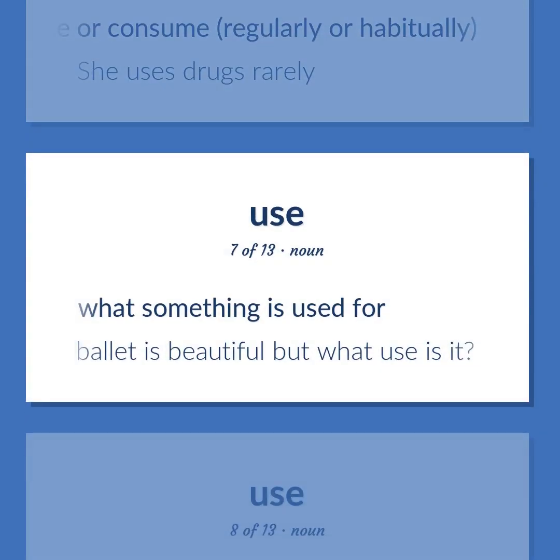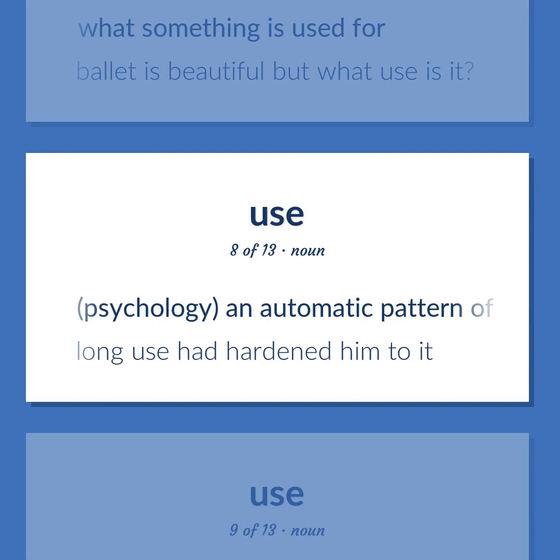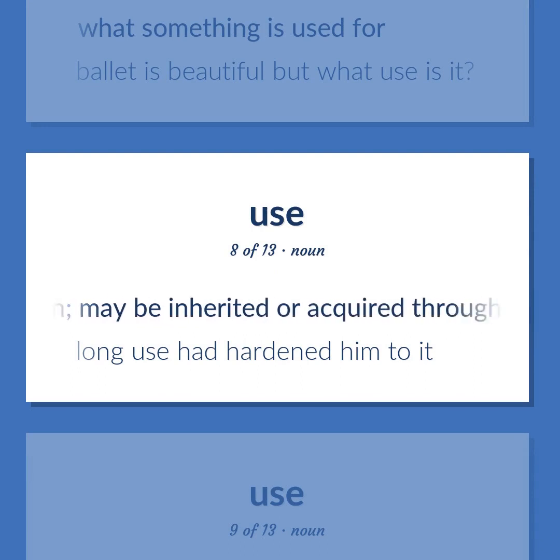What something is used for. Ballet is beautiful, but what use is it? Psychology. An automatic pattern of behavior in reaction to a specific situation. May be inherited or acquired through frequent repetition. Long use had hardened him to it.